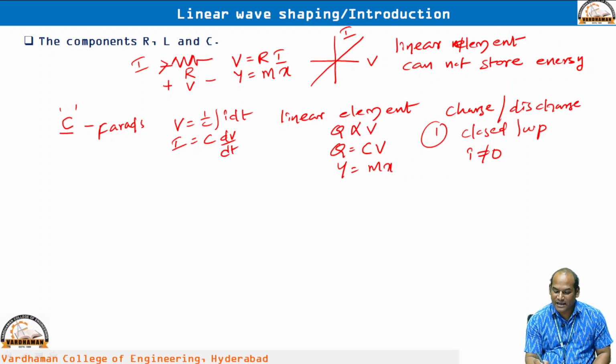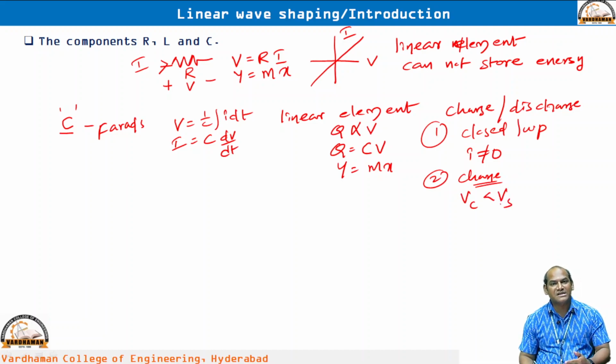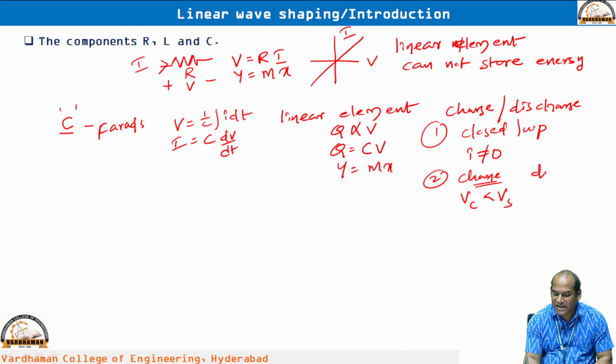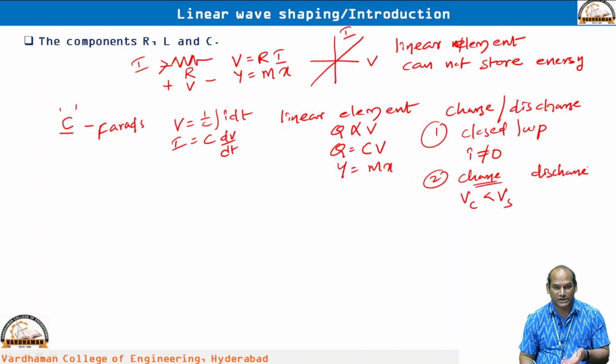Charging occurs when the capacitor voltage is lesser than the supply voltage. Charging means the capacitor is taking energy, so the capacitor should have lower voltage compared to the supply voltage. Discharging can be done when the capacitor is having more voltage. Discharging is nothing but the capacitor acting as a source at that particular time, which means the capacitor should have more voltage.